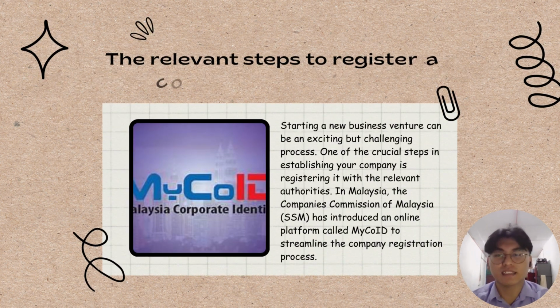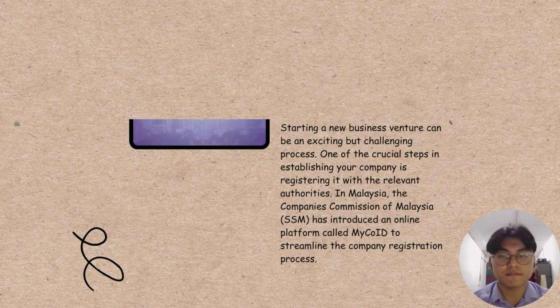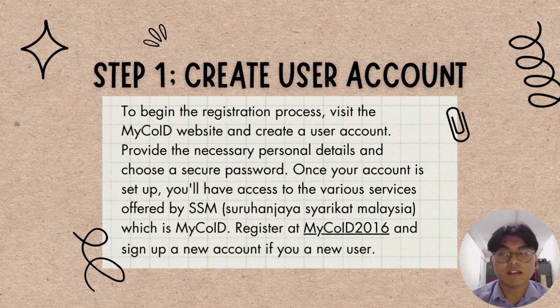Next, I will discuss the relevant steps to register a company using MyCoID. Starting a new business venture can be an exciting but challenging process. One of the crucial steps in establishing your company is registering it with the relevant authorities. In Malaysia, the Companies Commission of Malaysia, which is SSM, has introduced an online platform called MyCoID to streamline the company registration process. First step, create a user account.